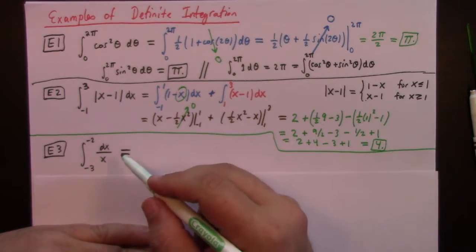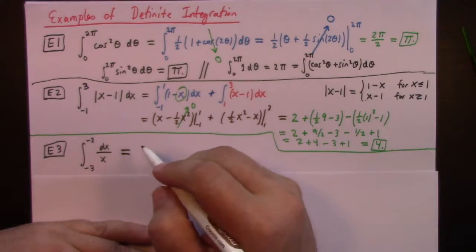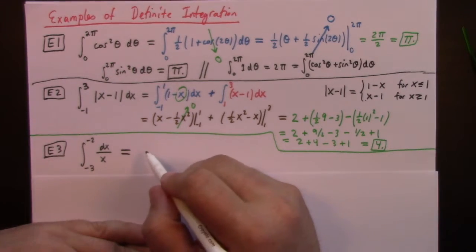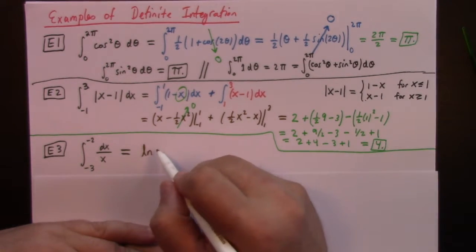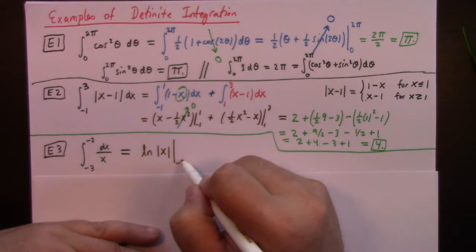Integral from minus 3 to minus 2 of dx over x. So the antiderivative of 1 over x is the natural log function. The integral of 1 over x is the natural log of the absolute value of x, evaluated from minus 3 to minus 2.